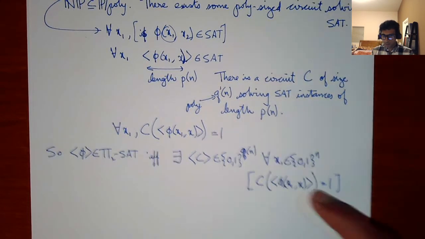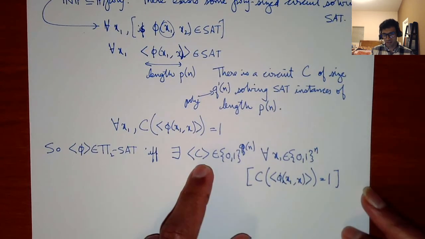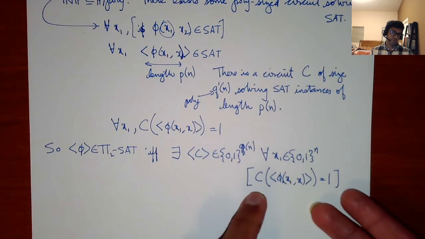See, here's the problem. How do you know that the circuit actually solves sat? Thinking of it, you non-deterministically guess a circuit, but you don't know if the circuit actually solves sat. So maybe it's always returning 1. What if the circuit that you guess always returns 1? Well, then this is sort of trivially true.